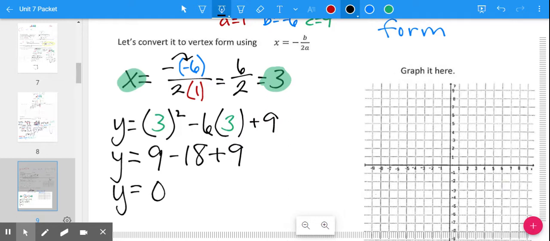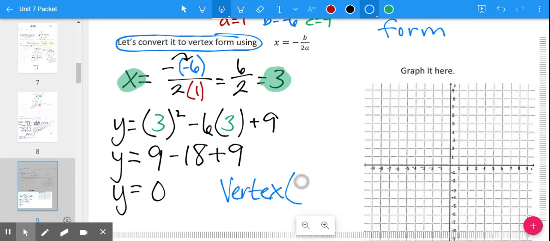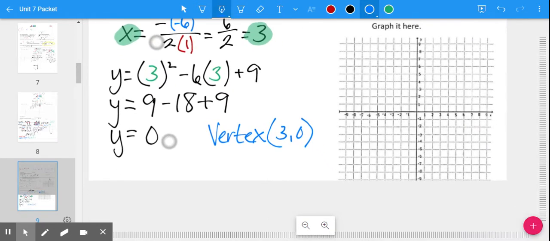So the first thing we need to do is actually put it into vertex form. So don't forget that step. Go back to the instructions if you forget. So we found the vertex. The vertex is (3, 0). So now we plug it into our formula.